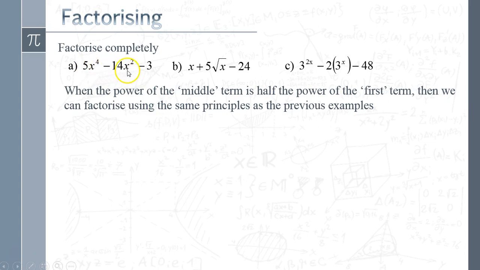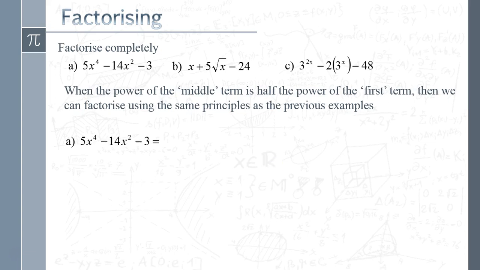So this is power 4, that's power 2. This is power half, power 1. You see this power here, it's double that one there. And that allows us to factorise in the same way as we did with quadratics, because a quadratic already has that structure as well.